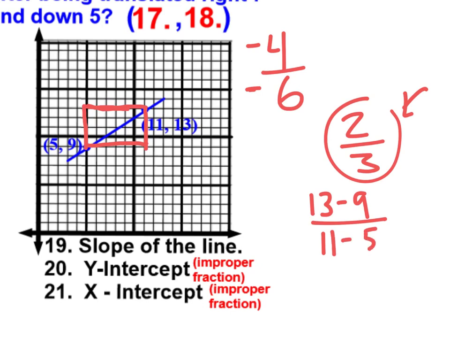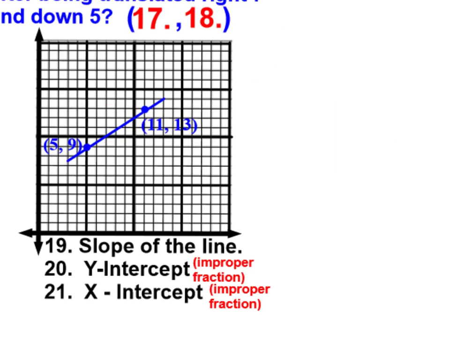13 minus 9 is 4, 11 minus 5 is 6, and of course simplify it to 2/3. Okay, so now we know it's y equals 2/3 x. You can tell by looking at this it's not going to hit the y-axis at 0, so it's not proportional, which means it has a boyfriend. So let's go ahead and start writing it.